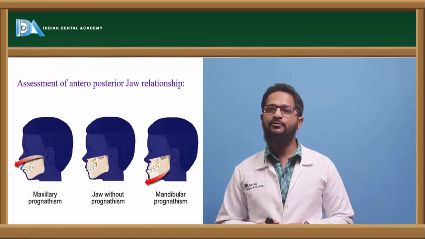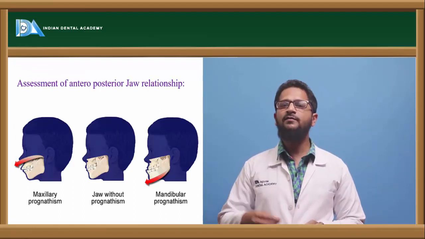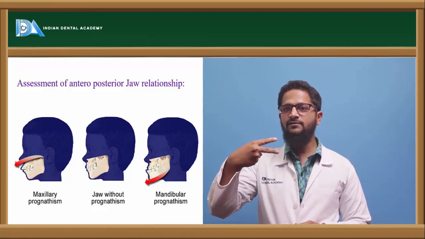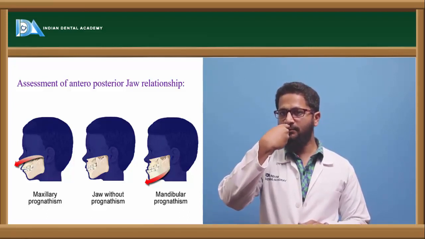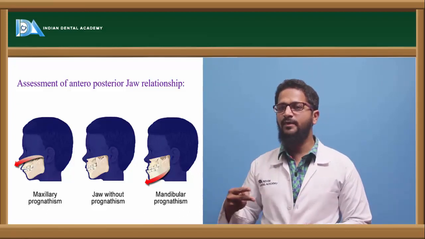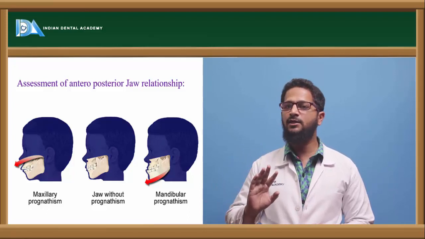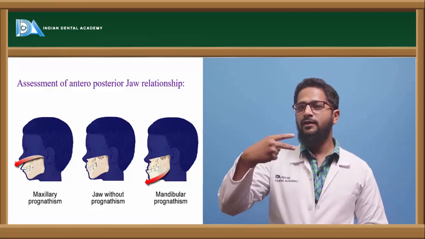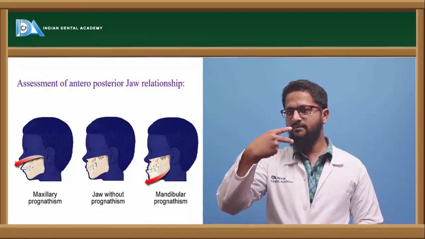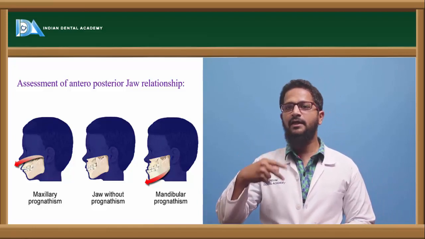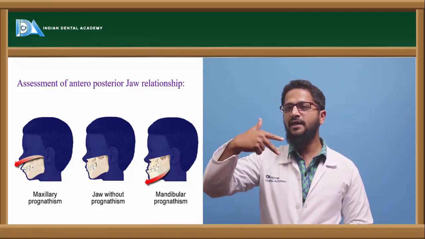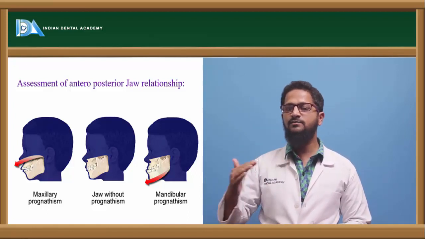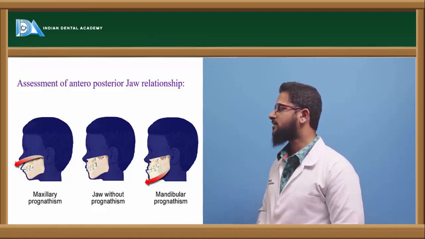Assessment of anterior-posterior jaw relationship. Simply with the help of two fingers, index finger and the middle finger, placed at the two jaws, that is just under the tip of the nose and under the lower lip, we can know. If it is straight, it indicates a normal jaw relationship. If the index finger gets bent anteriorly, then it indicates that it is a class 2 condition. If the lower jaw is ahead, that is the middle finger is moving anteriorly, then it indicates a class 3.